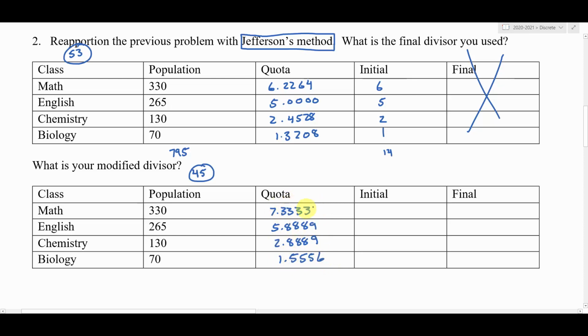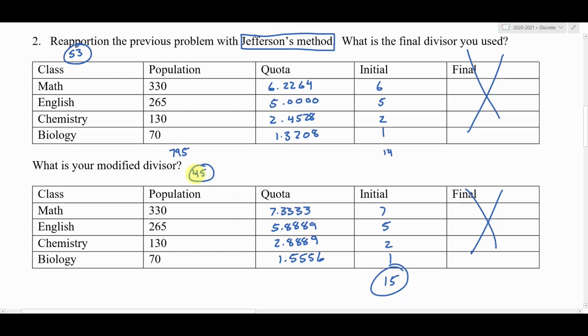Then I chop off those decimal parts and say 7, 5, 2, and 1. I don't know why I keep getting my 5 mixed up here. So 7 plus 5 is 12, 12 plus 2 is 14, 14 plus 1 is 15, and that's what we needed. Again, we don't need that final column for Jefferson's method; it's always the initial. So when I lowered my divisor down to 45 and took those initials, I got exactly what I needed. So this is the divisor that I would use.